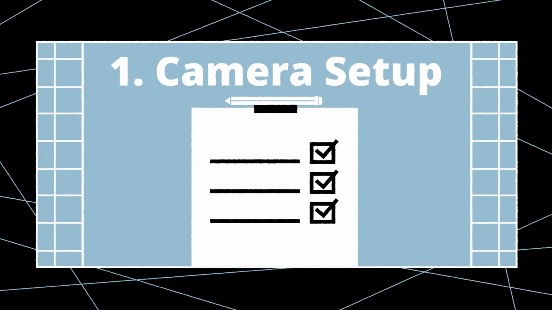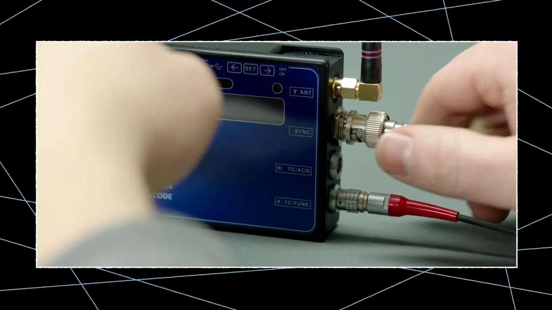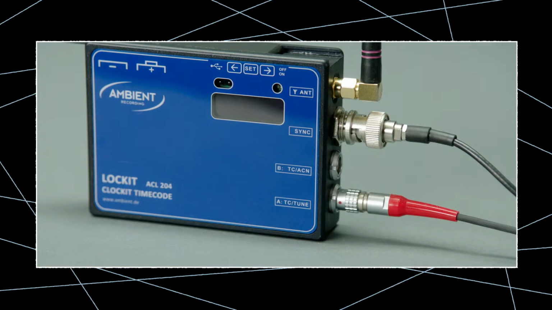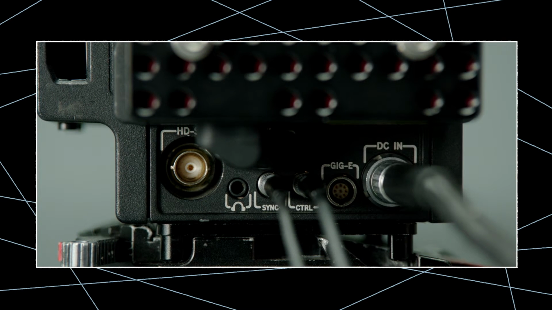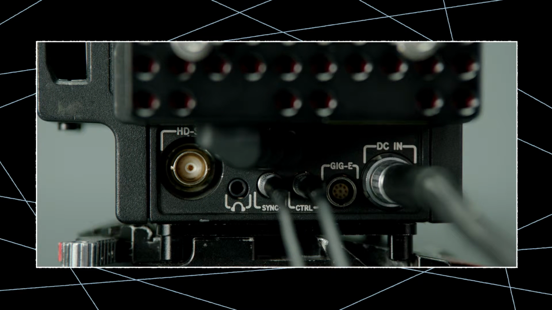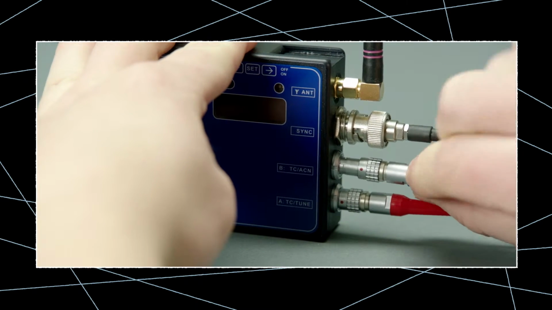with the master Lockit. Connect the 5-pin Lemo of the timecode cable to the Lockit's TC port, and if applicable, the BNC to the Lockit's sync port. Then connect the 4-pin Lemo to the RED camera's sync port. Connect the ACN RCP cable between the control port of the camera and the ACN port of the Lockit device.